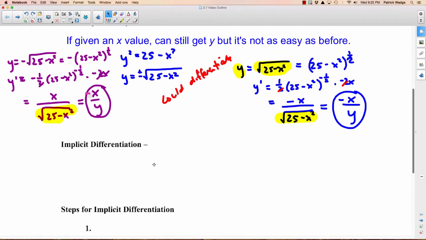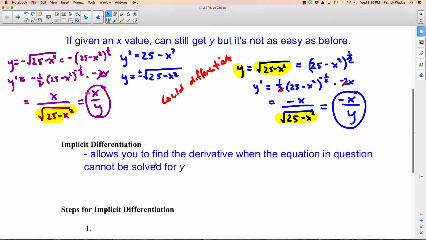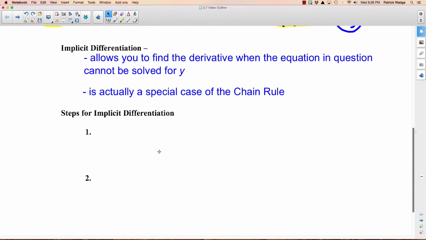So implicit differentiation allows you to find the derivative when the equation in question cannot be solved for y, or when it's really, really difficult to solve for y. You can use implicit differentiation at other times as well, like when you can find y, but it just doesn't make sense. It's a little more complicated. So you'd only normally use it when you can't isolate the y. And it's actually a special case of the chain rule that we talked about last day, so I'll try to explain that in a second.